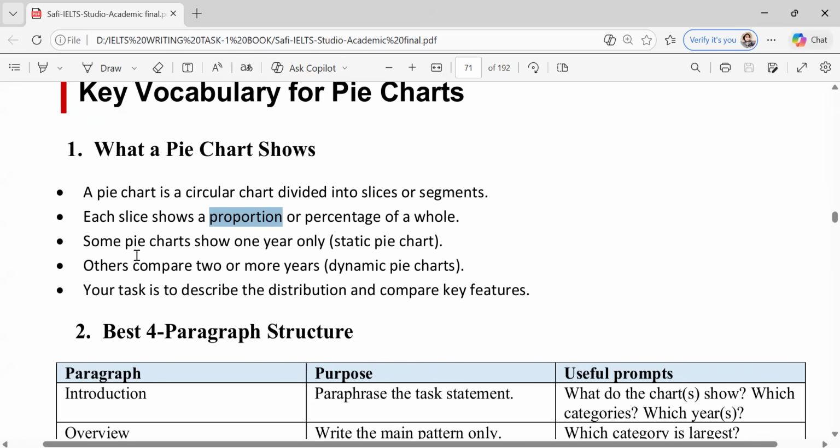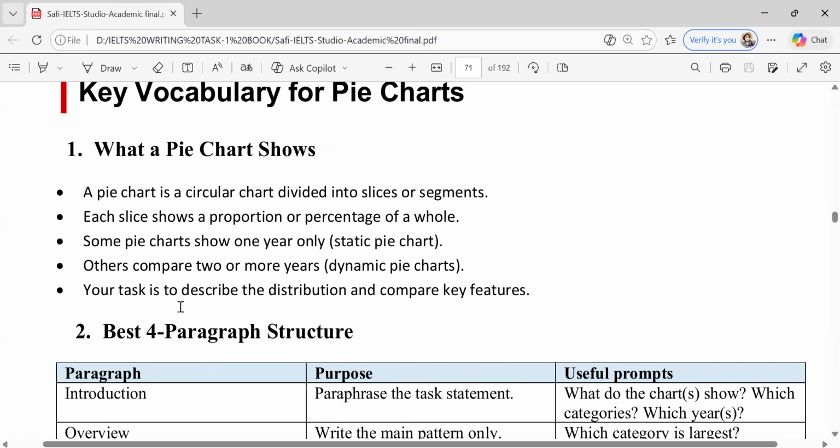Some pie charts show even just one year. And we have already talked about this: if there is only one year or no years, that is called what? A static pie chart. For the static pie chart, we don't use any increases or decreases, or comparisons across years. And if there is more than one year, we call it a dynamic pie chart.